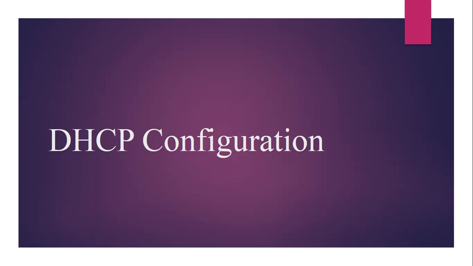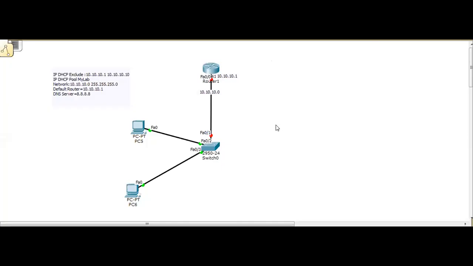Let's begin with the lab and verify the configuration of DHCP and make sure that all the clients connected in our network get the automatic assignment of IP address from the DHCP server. Let's take two PCs and connect them to a switch, and the switch has been connected to the router, and the router has an interface to the switch with the 10.10.10.0 network. And we have a reserved 10.1 IP address for our router.